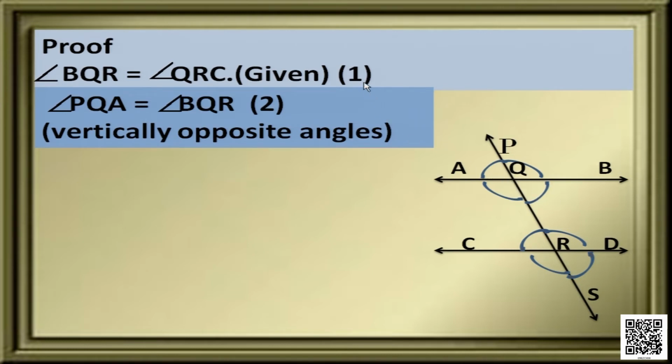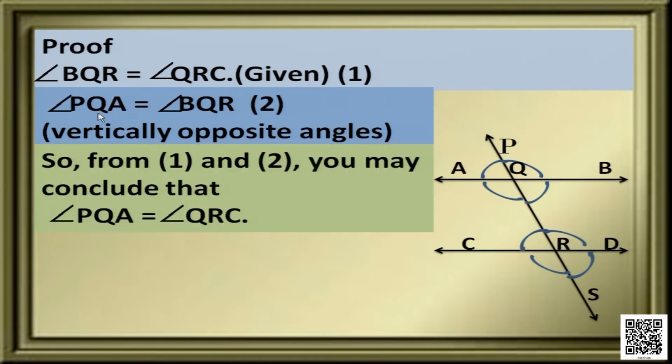So from this equation 1 and equation 2, what are equal? BQR and BQR are on both the equation. So we can conclude that QRC is equal to PQA. So from 1 and 2, we may conclude that angle PQA is equal to angle QRC.